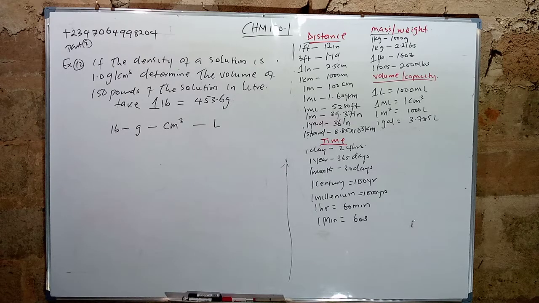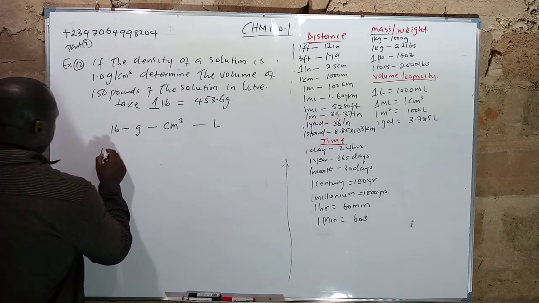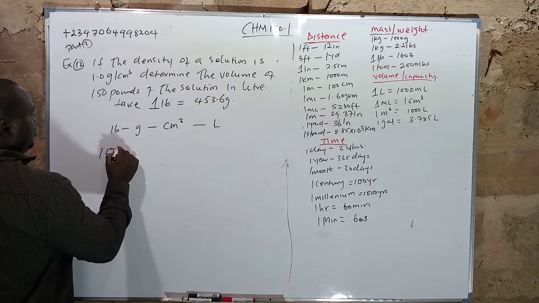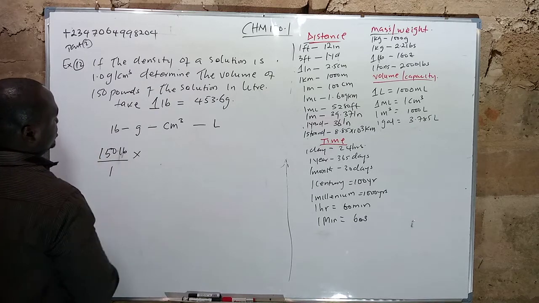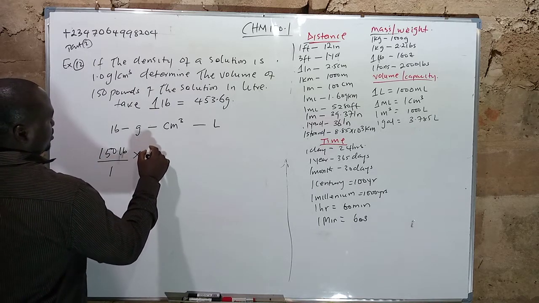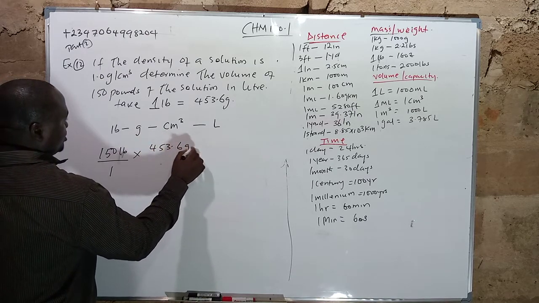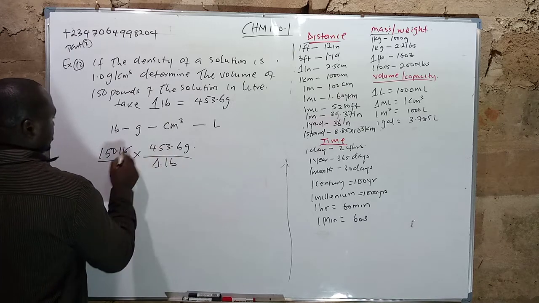You're going to start with the volume, the one they gave you, which is, I want to calculate the volume of 150 pounds. So from the pounds we'll come to gram. From gram you go to cm cube. From cm cube you will go to liters. Now from here we're already given 1 gram per cm cube. So let me start with the one they gave me, 150 lb all over 1 times, I want to move from pounds to grams. So this is 453.6 gram all over 1 pound. So this will cancel this.